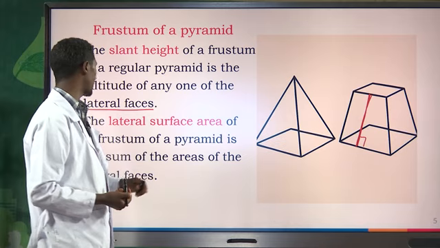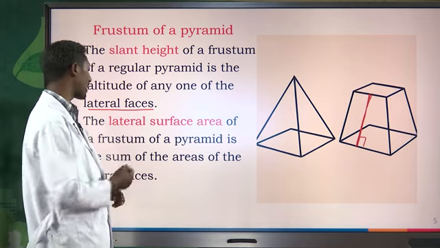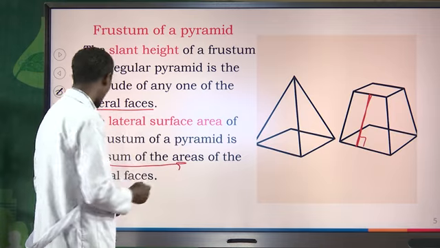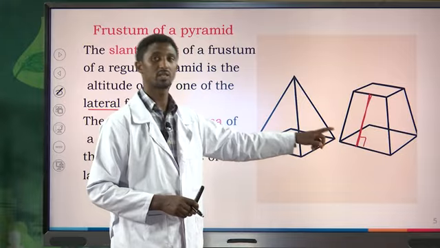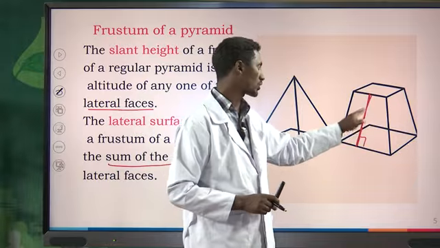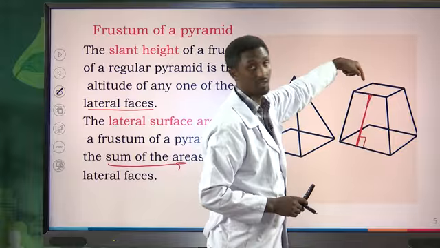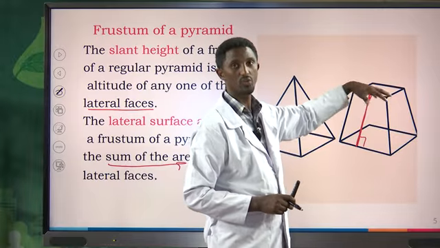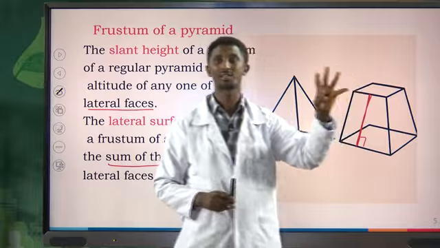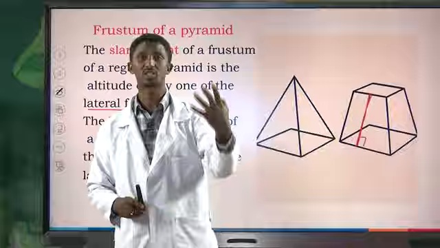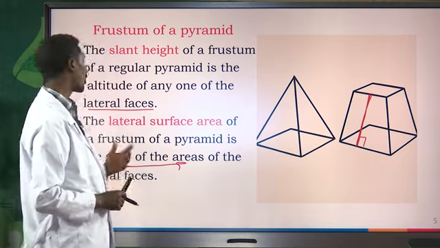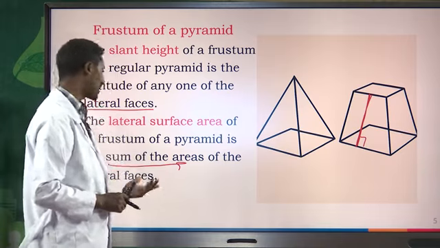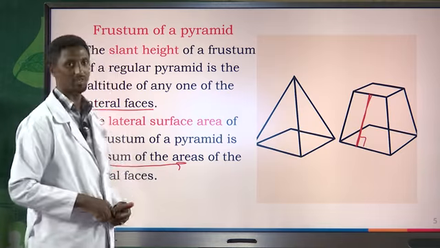And the lateral surface area of a frustum of a pyramid is the sum of the areas of all lateral faces. Here is a frustum of a pyramid. There are four lateral faces: 1, 2, 3, then 4. So this frustum of a pyramid has four lateral faces, and the lateral surface area is equal to the sum of the areas of all these lateral faces.